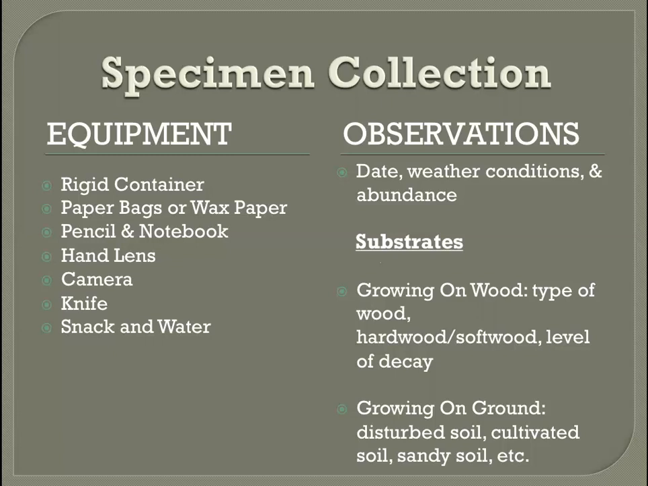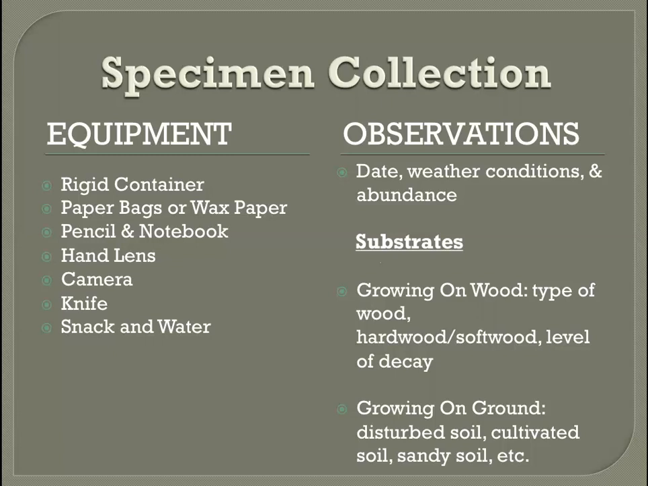Now, the other thing we'll want to have is a notebook and a pencil or a pen. I prefer pencil because you can erase things. It's important to have those because we're recording features that we're observing. We'll get to that in a second.